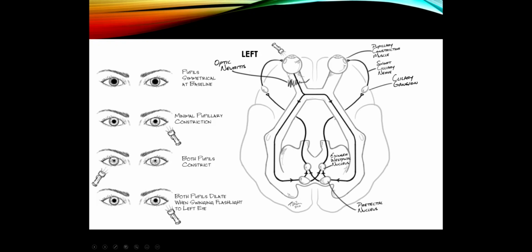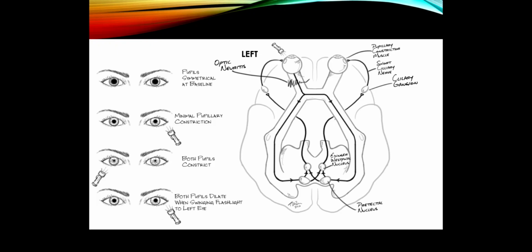Now you're looking here at the left eye when you do this, and so it's very strange when you see it. You swing the flashlight to the left eye, and the pupil is actually getting larger as the light is going into the left eye. So that is called the afferent pupillary defect. And you need to do this test on a lot of normal people before you can really get good at detecting it in someone that has optic neuritis.